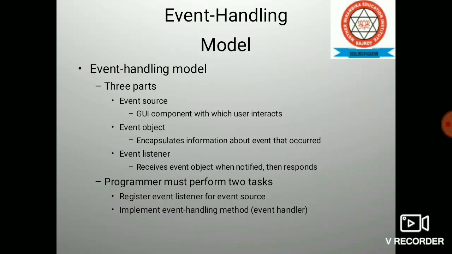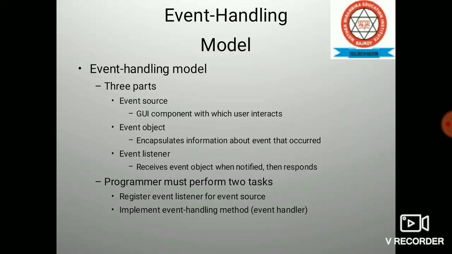Second is the event object. An event is an object that describes a state change in a source. It can be generated by pressing a keyboard key, moving the mouse, closing the window, double clicking the mouse, anything. The third is the event listener. An event listener is an object that is notified when an event occurs. It has two major requirements. First, it must have been registered with one or more sources to receive notification about specific types of event. And second, it must implement methods to receive and process this notification.